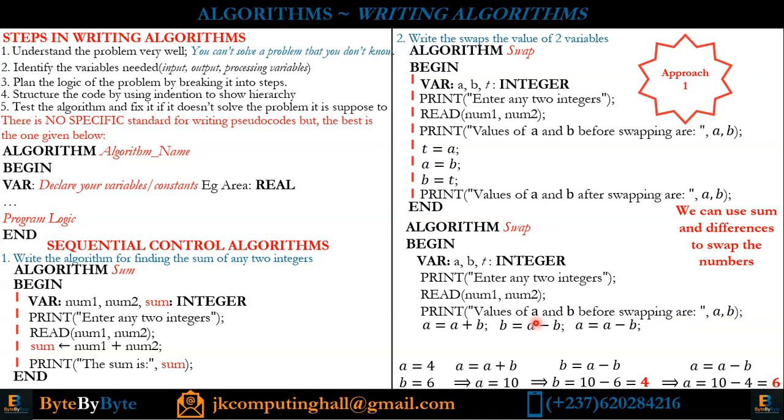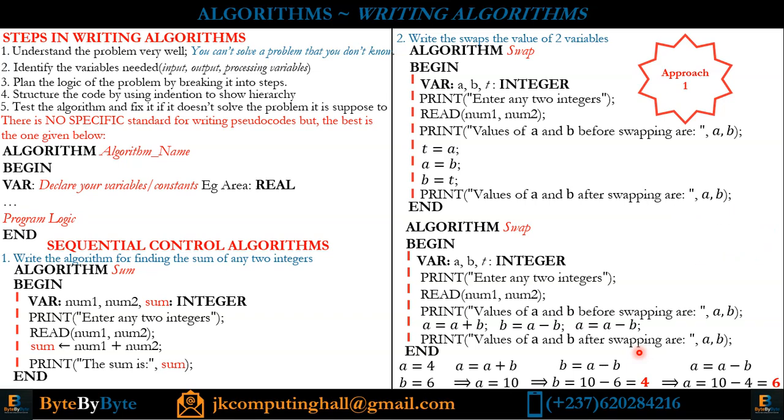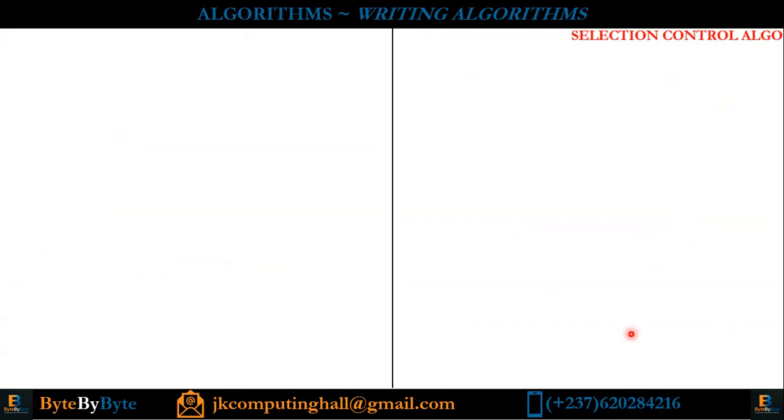And you ask yourself, is it possible to have these three computations on the same line? Yes, since they are separated by a semicolon, it is possible. But I did so because of problem of space for me to be writing the algorithm while you see the logic under. Now, we print the values of A and B after swapping, and we end our program. That is just what we are having for example 2. So that was the second approach in swapping two numbers.